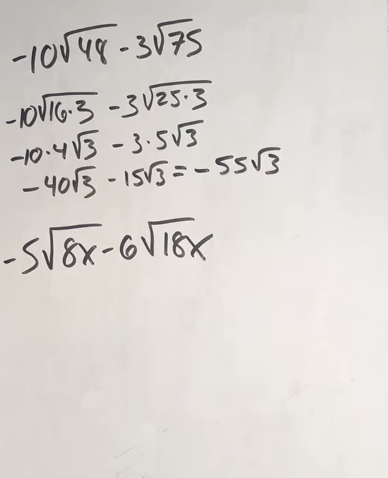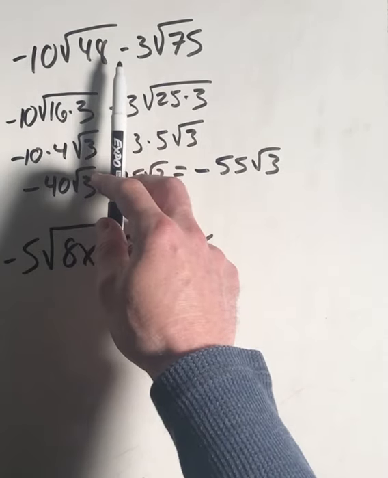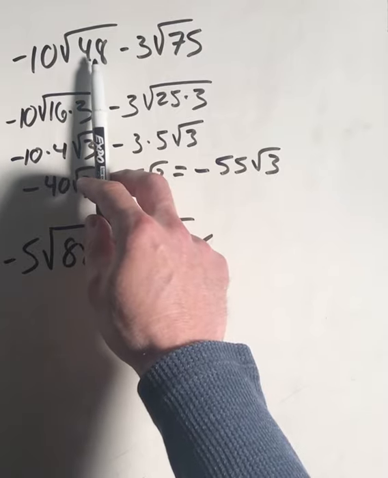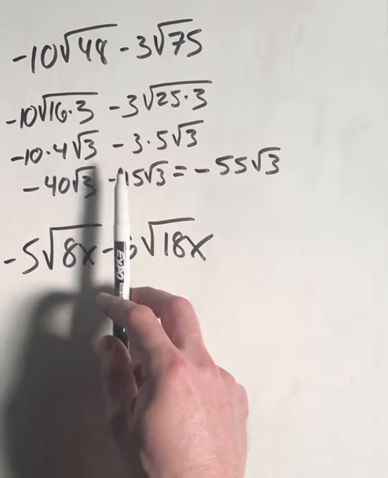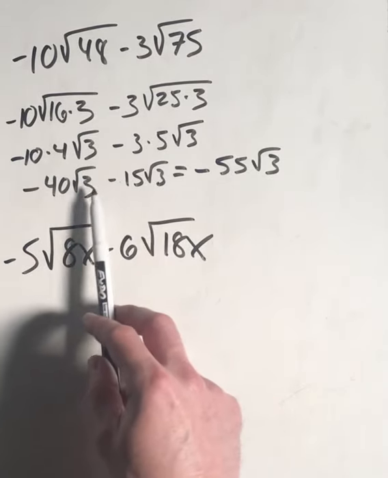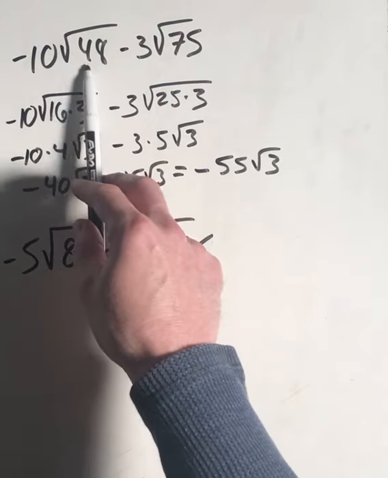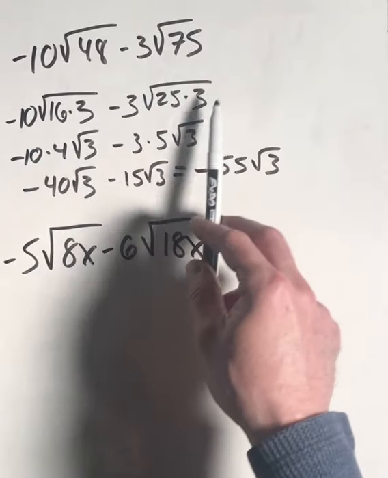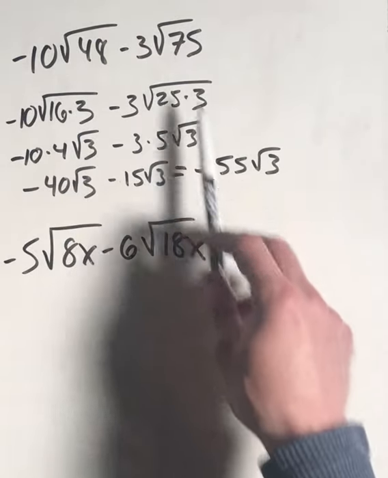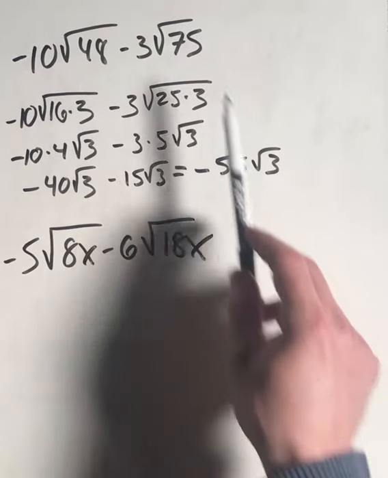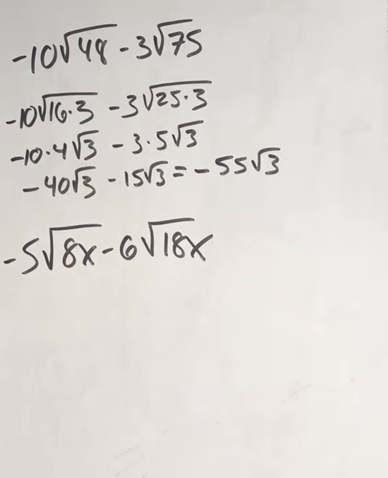So as strange as that looks, the idea here was I found a perfect square factor of each of these by finding the common factor that would be left after that perfect square was extracted or removed. So I looked at 48 and 75, saw that they each had a 3 in them, and that told me that a square root of 3 would be left over after the perfect squares came out.